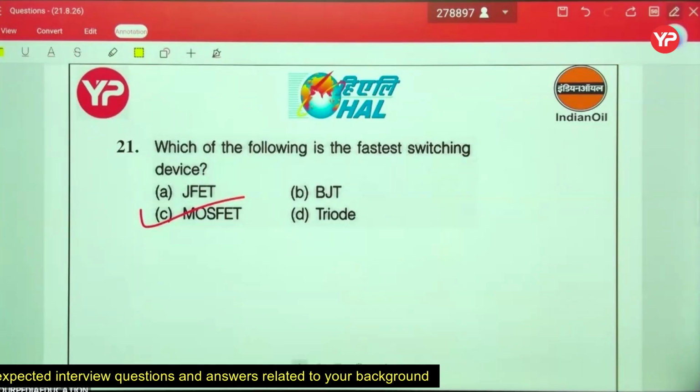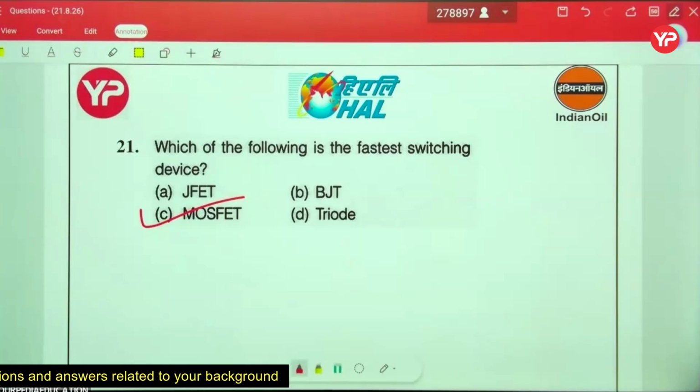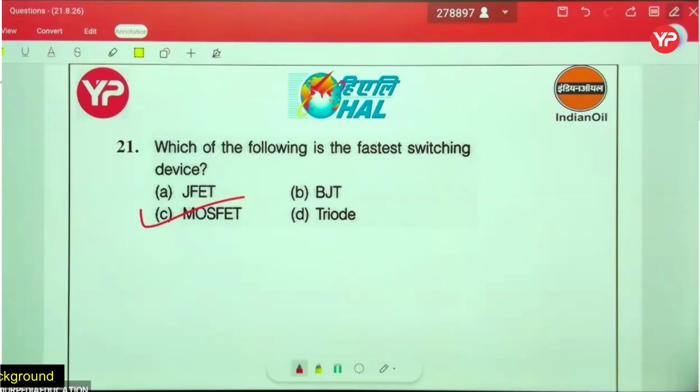So this is our first chapter and the most expected questions related to that particular chapter. In the next session, we will discuss chopper circuits.